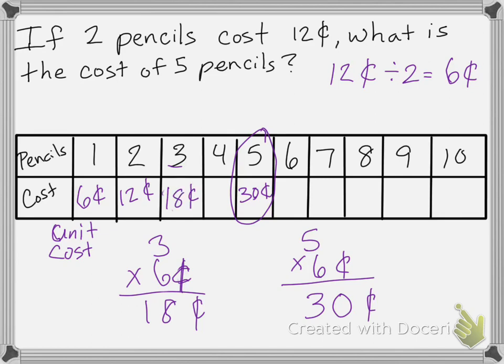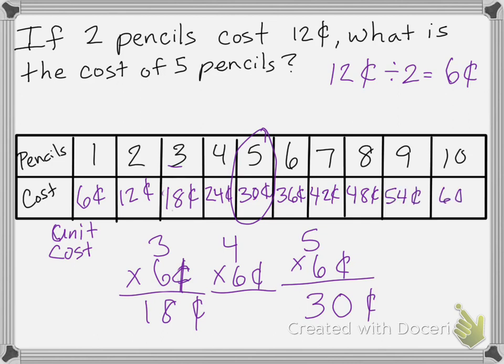Okay, if I want to do 4, I would do 4 times 6 cents, which equals 24 cents. To get 6, I would do 6 times 6, which is 36 cents. 7, I would do 7 times 6, which is 42 cents. Okay. 48 cents. And just fill the rest of the chart. 54 cents. And finally, 60 cents.